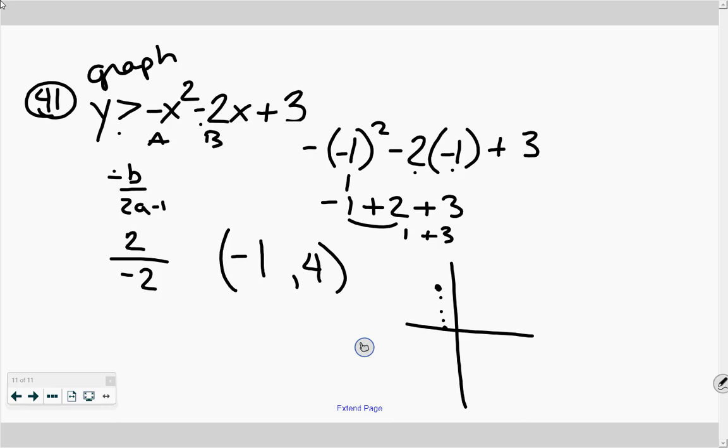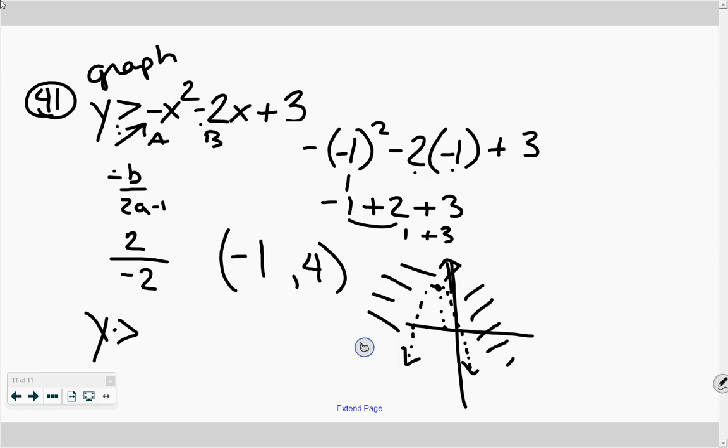So there's my vertex. Is it up or down? Okay, so it's down, and the inequality that is here doesn't have the bar below it, so it means it's going to be a dashed line going through here. And then the part that faces the y, so I'm talking about the inequality, this part right here, the part that faces the y is the bigger part of the sign. And y's get bigger as they go this way, so that means that the shading is going to be on the outside of this parabola.